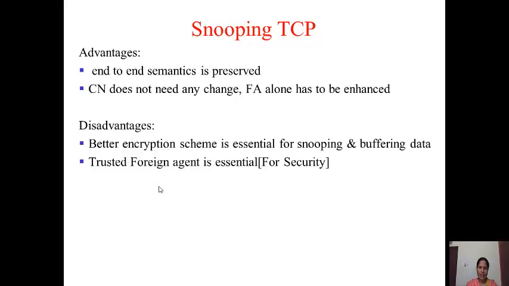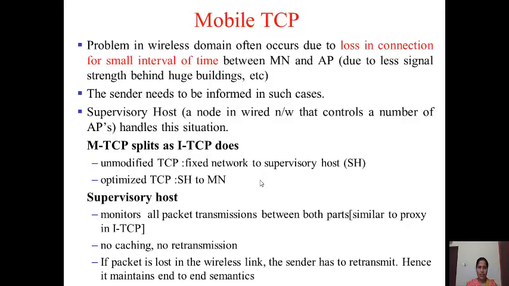And coming to the drawback, as I said, security, because trusting a foreign agent is very, very difficult. So that needs to be a major concern. And a better encryption scheme is essential for snooping and buffering data, because snooping of data may be done even by an unauthorized agent, right? So this is again a drawback that we will have to address in the subsequent methodologies, right? So the third methodology is mobile TCP, right?